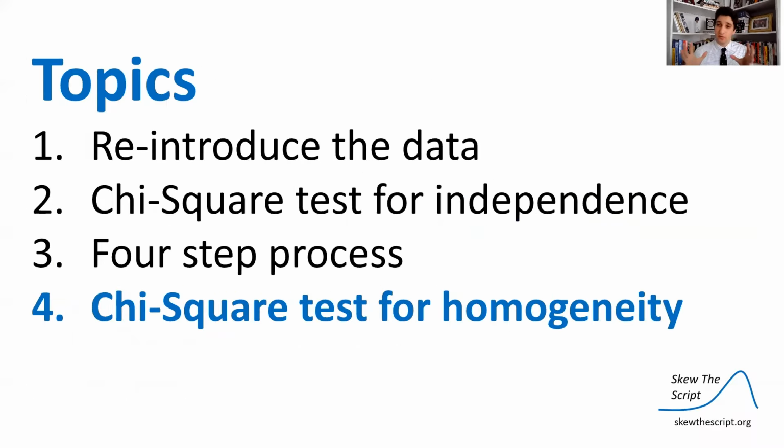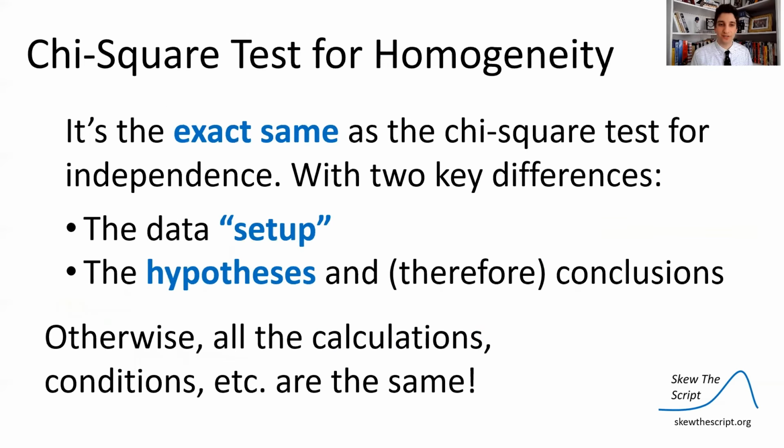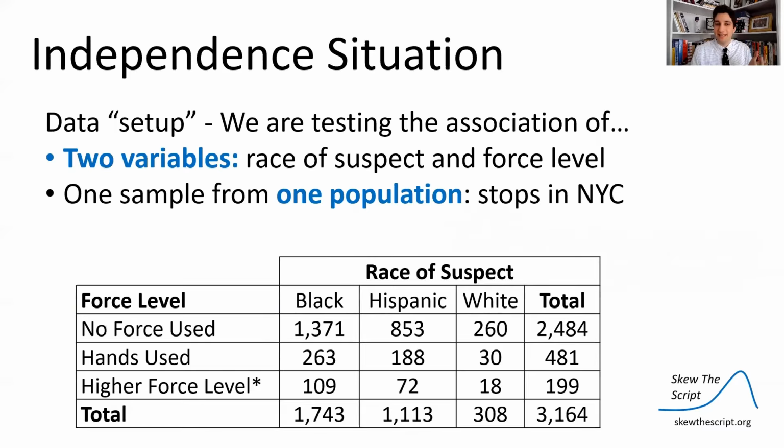So let's compare this really briefly to what we call a chi-square test for homogeneity, and then we're going to get into our discussion questions. Chi-square test for homogeneity is the same thing as a chi-square test for independence, with only 2 key differences. The data is set up a little bit differently, and the hypotheses are phrased a little bit differently. So what we just did is an independence situation.